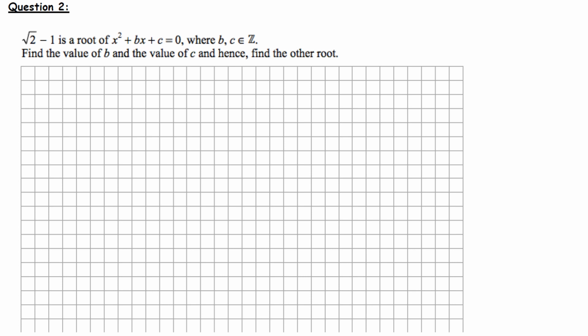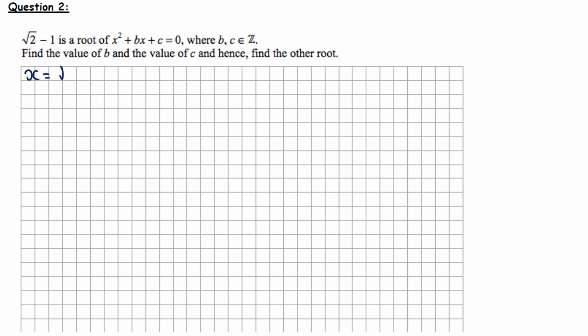So question 2. Root 2 minus 1 is a root of x squared plus bx plus c is equal to 0, where b and c are elements of Z, which is telling us they're integers, so they're positive or negative whole numbers. Find the value of b and the value of c, and hence find the other root. Okay, so we know that this is a root, so as soon as you're told a root, we should always write in the same form.